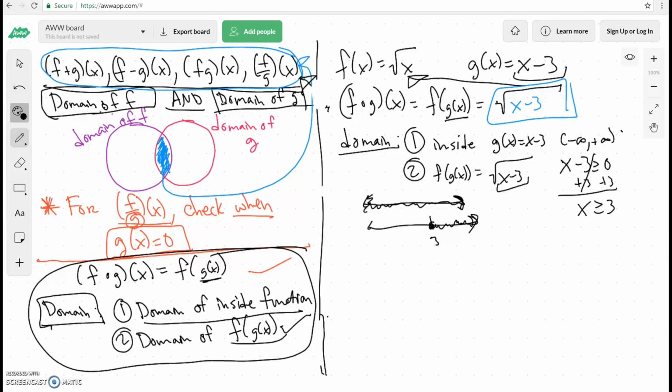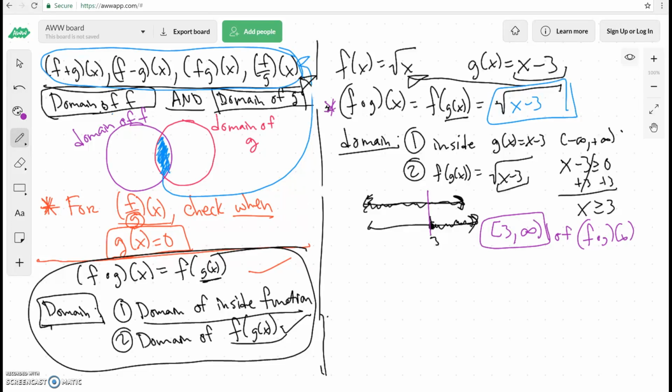So what is my domain in this case? Putting these two together, finding what they have in common, this is going to be from 3, because it starts at 3, all the way to infinity. This is going to be my domain of f of g of x, which is just what I just found. Okay, so that was the first one.